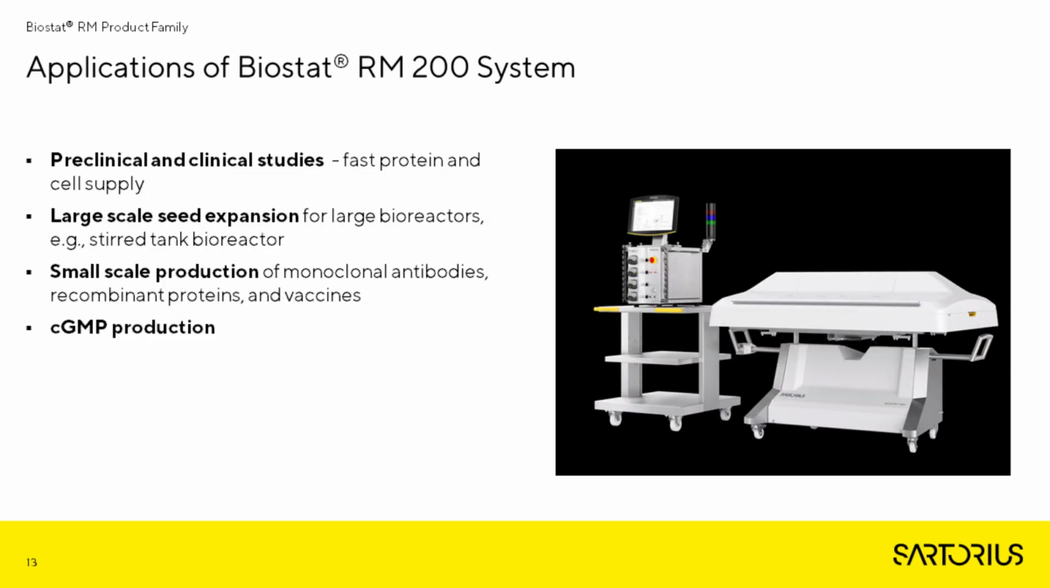What are the typical applications for Rocking Motion systems? And here our largest system is displayed, the RM200. It is used in preclinical and clinical studies for fast protein and cell supply for commercial manufacturing. Then also large-scale seed expansion. I will talk in the application section a bit more about this. Small-scale production, if monoclonal antibodies or recombinant proteins need to be produced, not in large scale, but small scale, 100 liter is sufficient for this. And all our RM systems can be used for GMP production, not only the 200 system as displayed here.